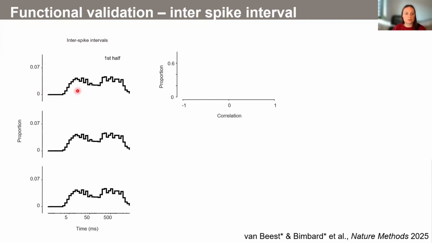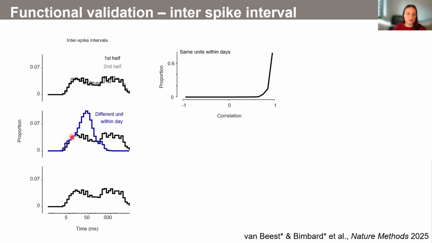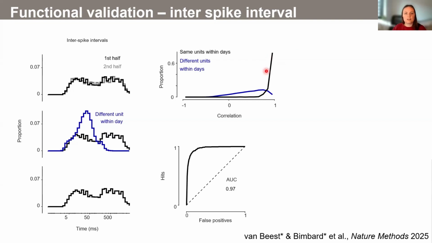So this is the proportional spikes at a specific interval between the spikes. And if we now compare that to the second half of the same recording, we see that they are very correlated. And in fact, if we do this for all the neurons within the same day, we find very high correlations. If we now do the same for another neuron in the same day, we see that these distributions are very dissimilar. So this leads to very low correlations. And these two distributions across all the neurons are so different that we can actually use it to define whether or not a neuron was the same neuron based on these correlations.